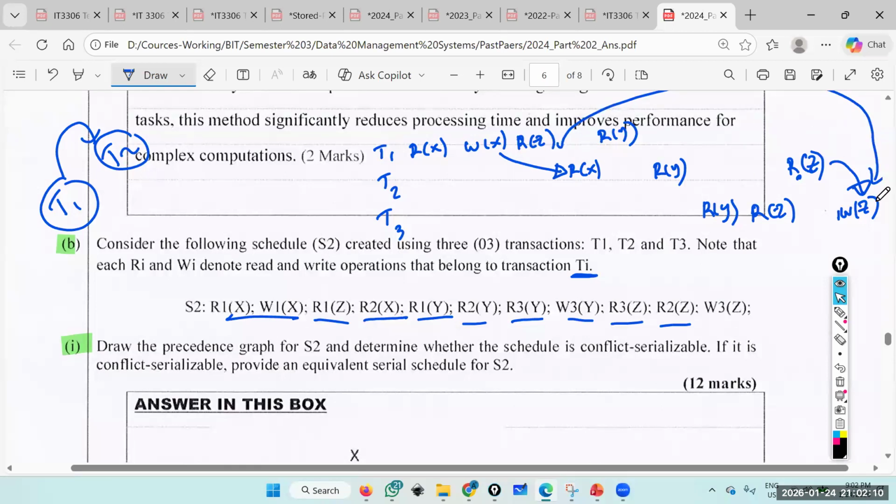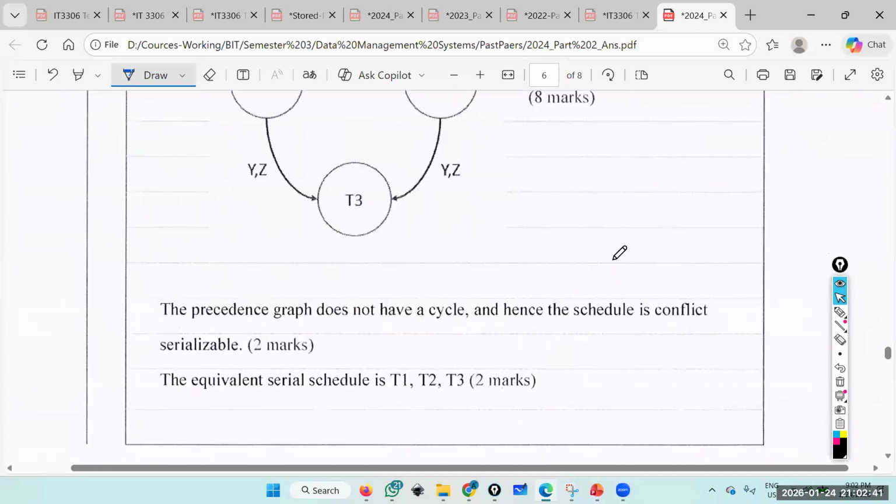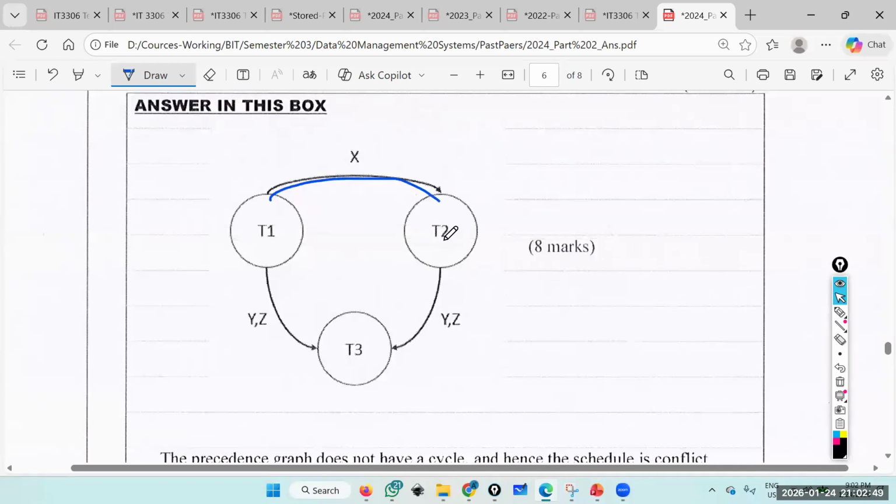That means T1 to T3, T2 to T3, T1 to T3, T2 to T3. You can see there are no cycles, right? So there are no cycles because this is coming this way. So therefore, this is a conflict serializable schedule. It is equivalent to T1 to T2, T2 to T3. You can say T1, T2, T3 serial schedule. Right? No cycles, and it is equivalent to T1 to T2, T2 to T3.